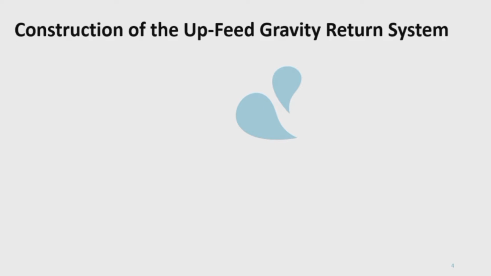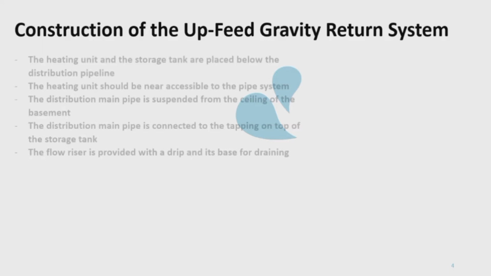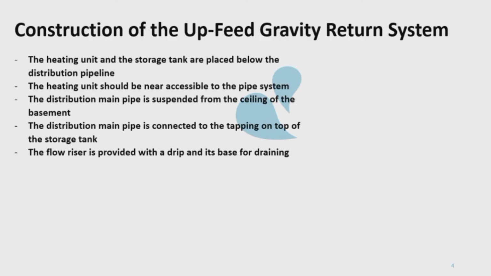So, in the construction of the upfeed and gravity return system, we need to consider these things. First, the heating unit and the storage tank are placed below the distribution pipeline. Second, the heating unit should be near and accessible to the pipe system. Third, the distribution main pipe is suspended from the ceiling of the basement.